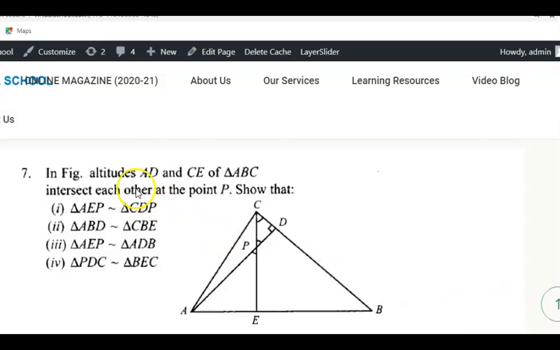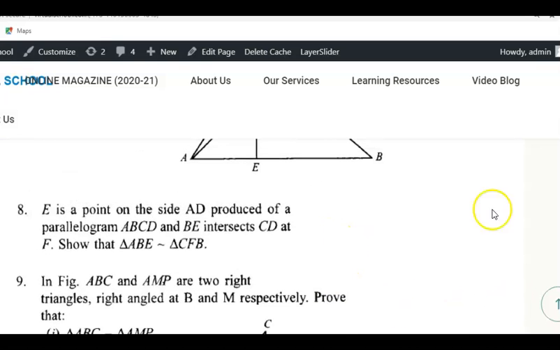Now question number 8, let's go ahead. E is a point on the side AD produced of a parallelogram ABCD, and BE intersects CD at F. Show that triangle ABE is similar to triangle CFB.